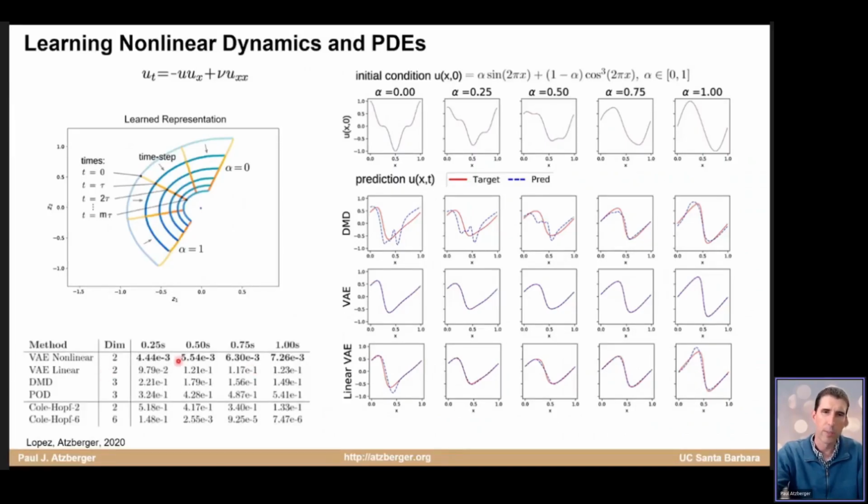This is just showing some quantitative results. You could do a comparable reduced order model using something like Cole-Hopf with 2 modes versus this nonlinear VAE with 2 modes. And you can see that it does not have a comparable level of accuracy. But, of course, if you go up to enough modes in the Fourier space, you can start to capture the dynamics. And that's what's being illustrated here.